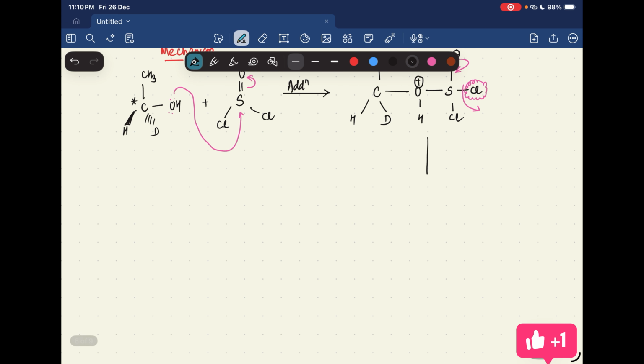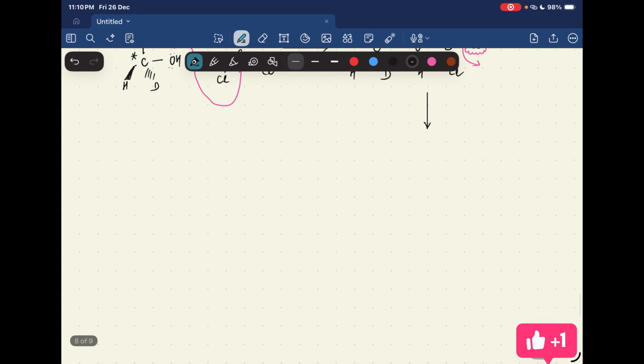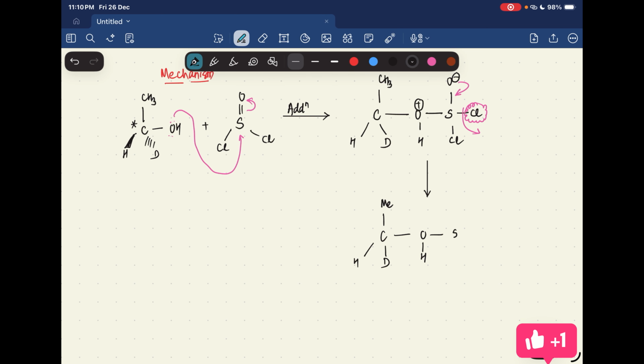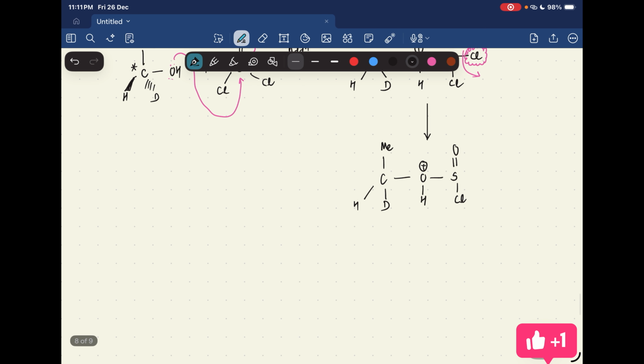So from here, here it is C, here it is methyl group, here it is hydrogen, here it is deuterium, here it is oxygen, here it is hydrogen. And now here it is sulfur, and here it is a double bond. Now here it is chlorine. Now here we have the plus charge, and what has been removed, sir? X minus has been removed, right?